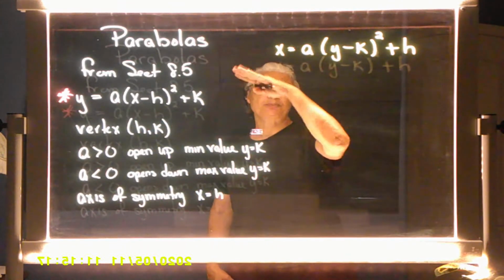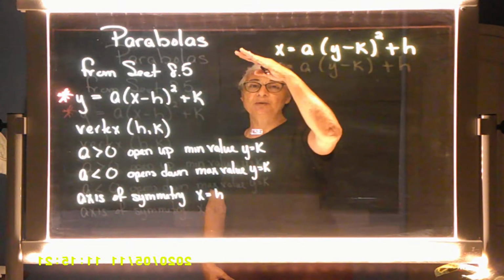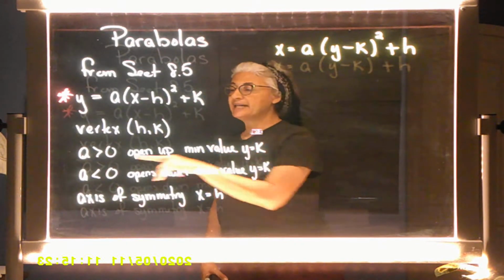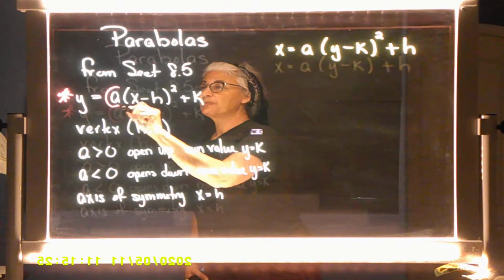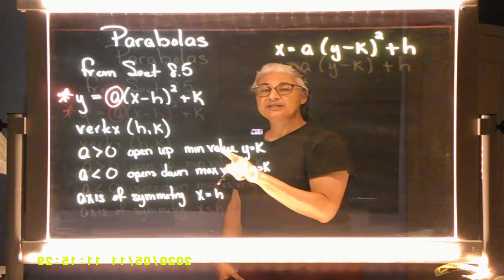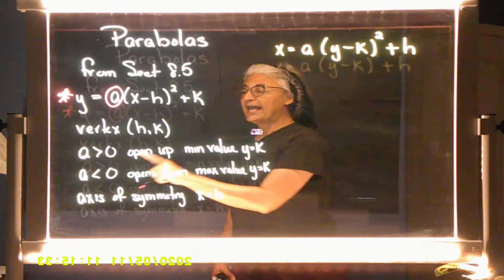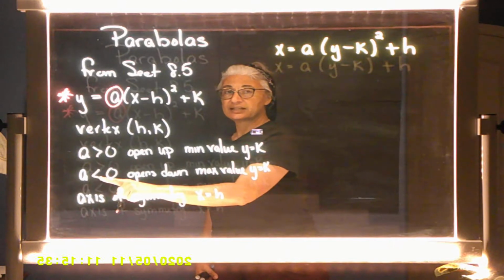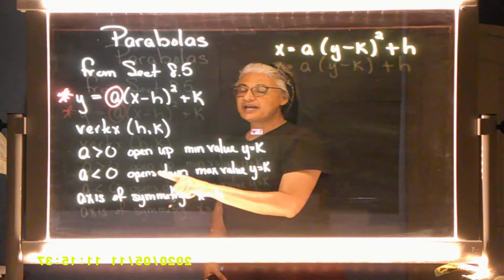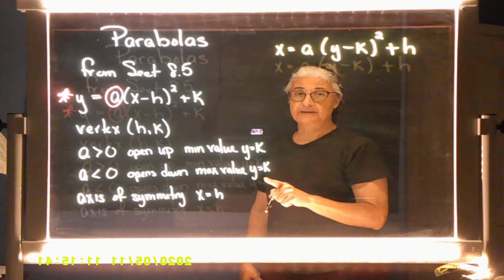Correct, y's go up and y's go down, which means this is a parabola that either will go up or go down. And if this number in front of the parentheses is positive, it goes up, which means we can identify a minimum value, and that would be y equals k. And if that number in front is less than 0 or negative, that means it opens down, which we have a maximum value of y equals k.